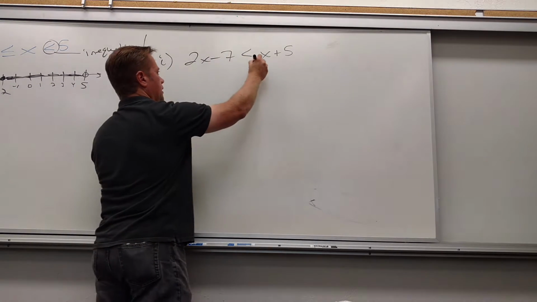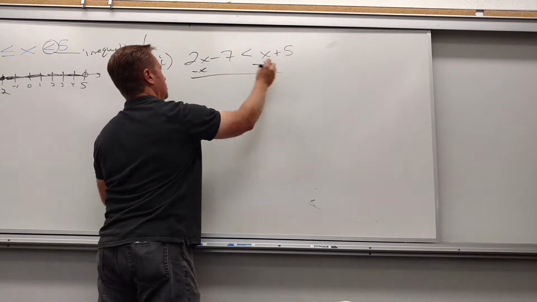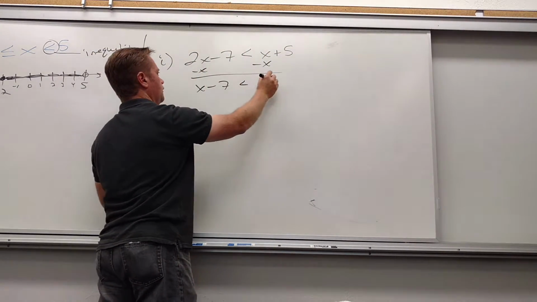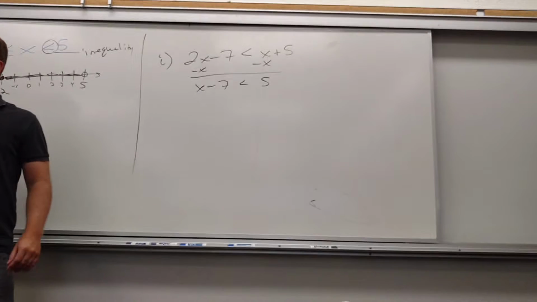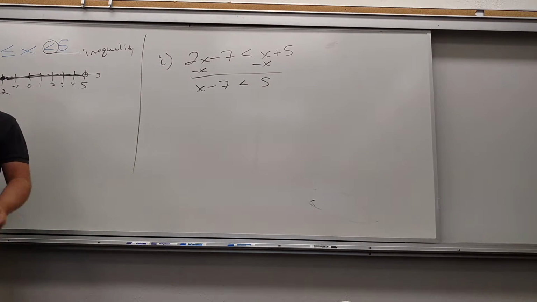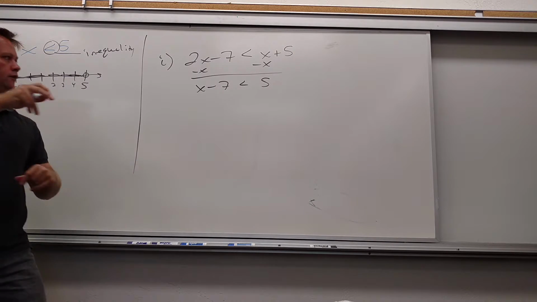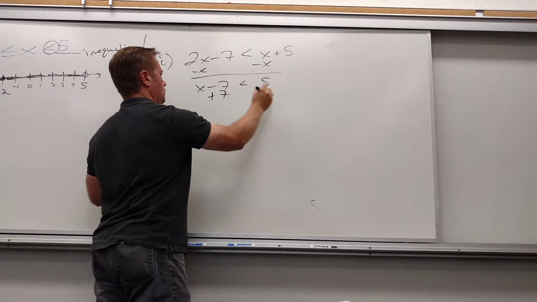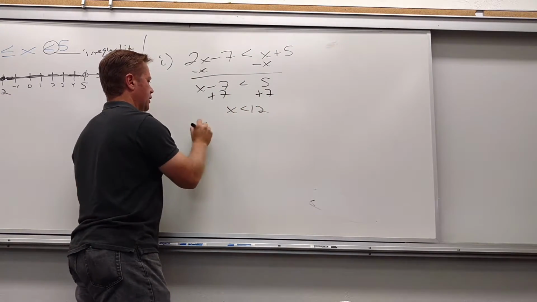So yeah, you subtract x. So I get x minus 7 is less than 5. Is that cool? And then of course I add 7. x is less than 12. How do I graph that?